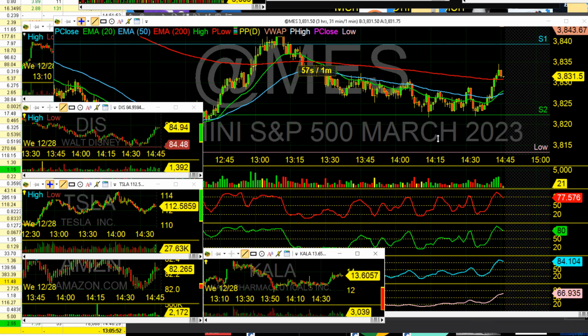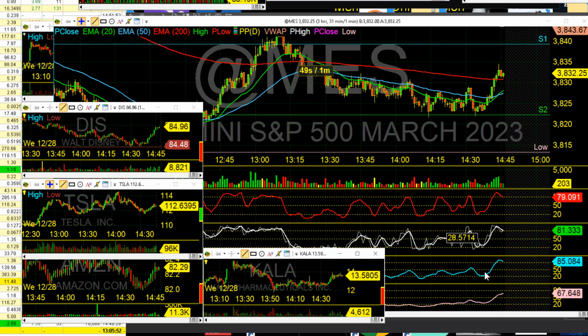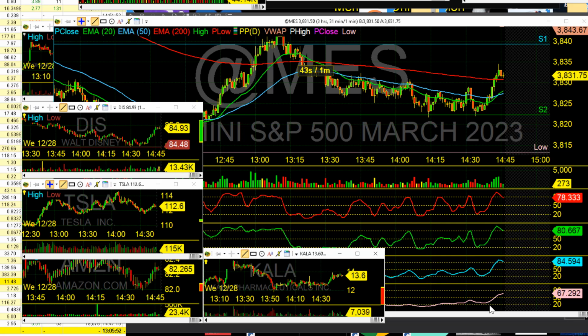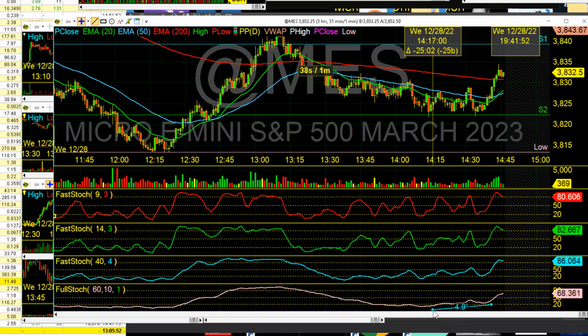So what you see here is this low and this lower low, or actually this double bottom, a perfect double bottom. Nothing really showing up on the 9-3, 14-3. The 44 is starting to lift here off that recent low. You're starting to see it, but even here you see the dotted line under the 60-10. This is a much better divergence.